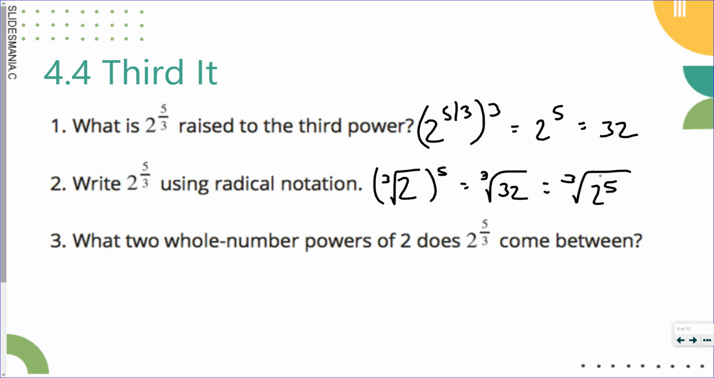What two whole number powers of 2 does 2 to the 5 thirds come in between? Well, 5 thirds is like 1 and 2 thirds, right? So it's between 2 to the first and 2 to the second. So we know it's between 2 and 4. But can we go even one step farther? We know it's the cube root of 32. And if we know it's the cube root of 32, it's just a little bit more than 3, right?